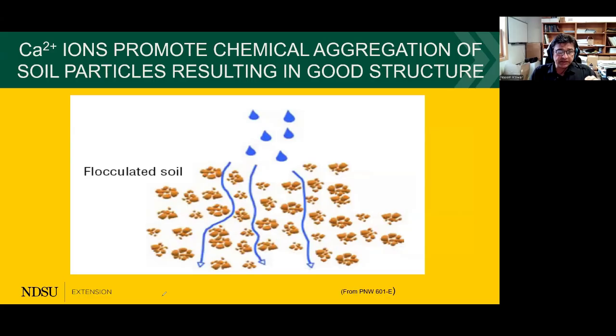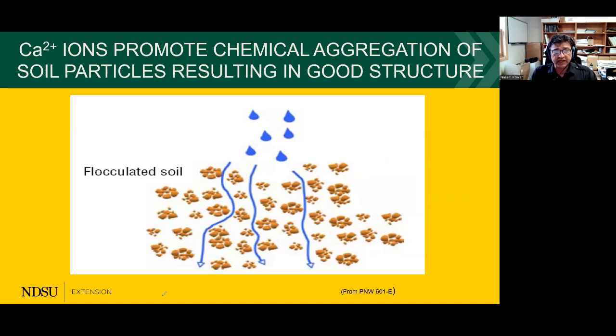The process by which soil sodicity breaks down soil aggregates is called dispersion. The opposite of that would be flocculation. So in flocculation, our soil particles flocculate towards each other to form aggregation. Once you have good soil aggregates, that will lead to good structure and pore space, especially the macropores.